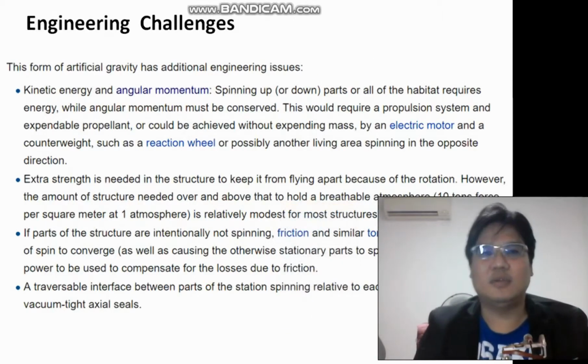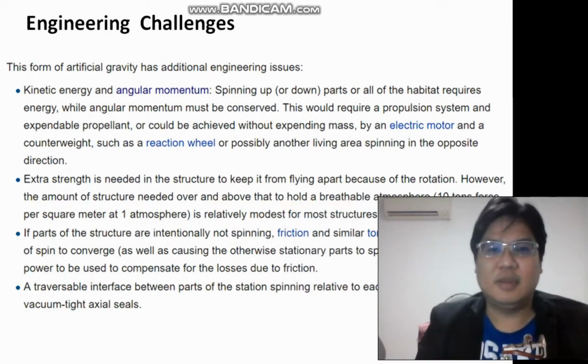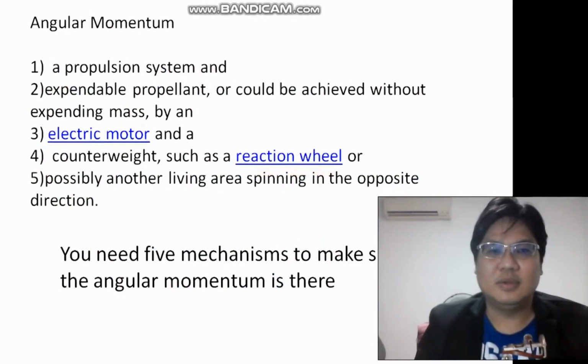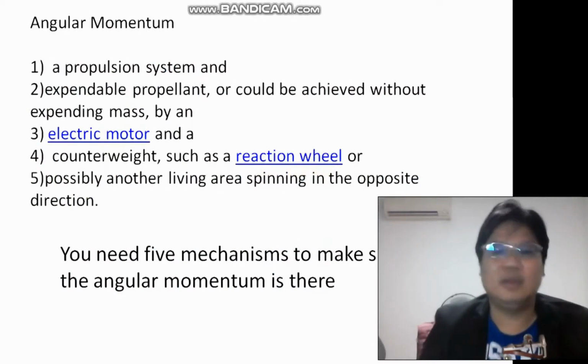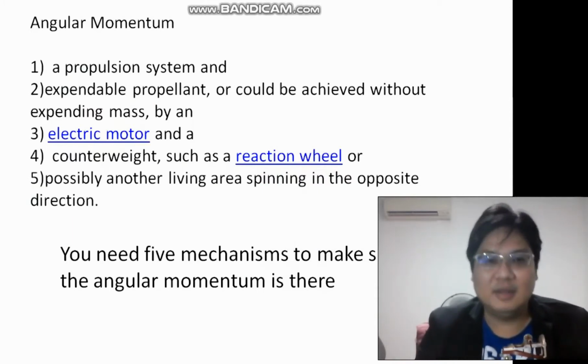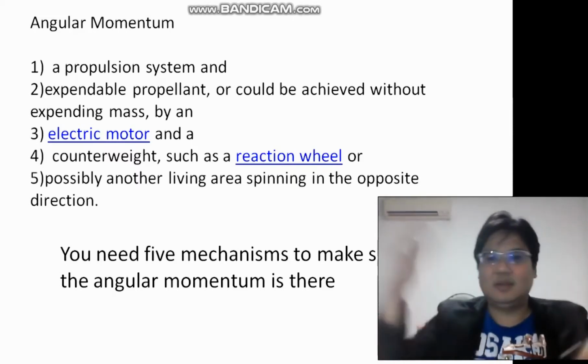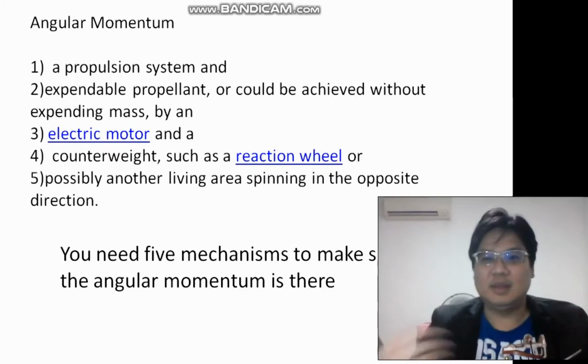So how are you going to overcome it? This is from Wikipedia itself. You need to have a propulsion system. You need to have a lot of elements involved, a lot of mechanisms. You need expendable propellant, expanding mass, electric motor, counterweight, reaction wheel, another living area spinning in the opposite direction, so that you can actually counterbalance all the momentum and all that.